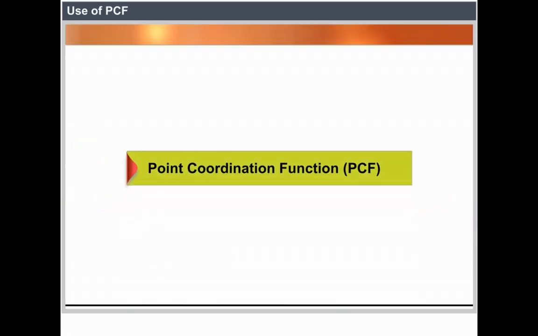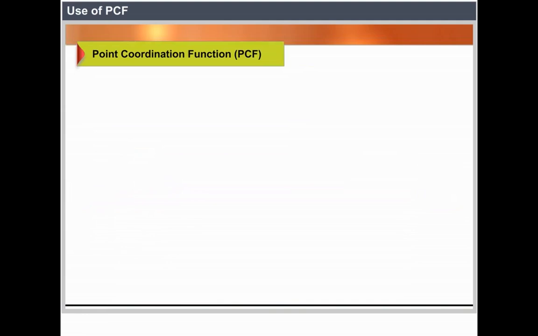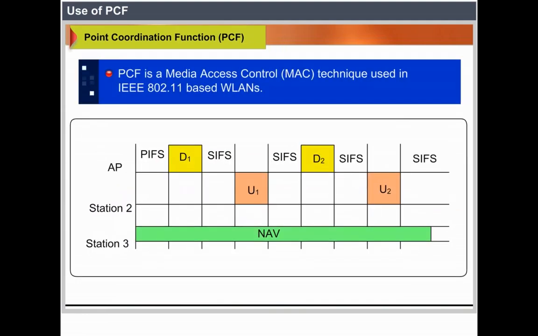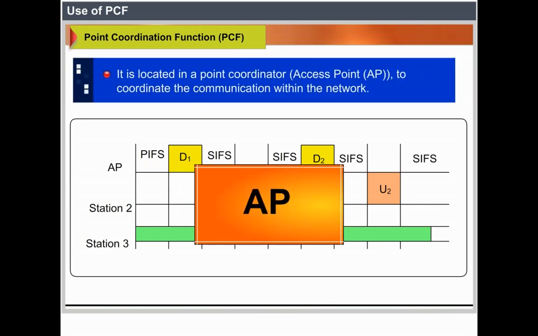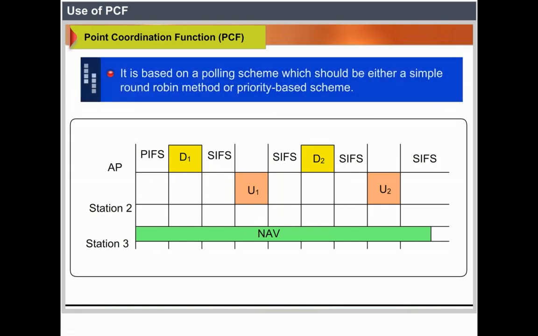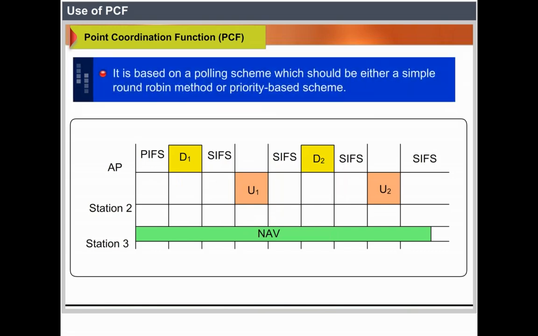Point Coordination Function, PCF. PCF is a media access control, MAC, technique used in IEEE 802.11 based WLANs. It resides in a point coordinator, also known as the access point, AP, to coordinate the communication within the network. It is based on a polling scheme. This polling scheme can be either a simple round-robin method or a priority-based scheme.